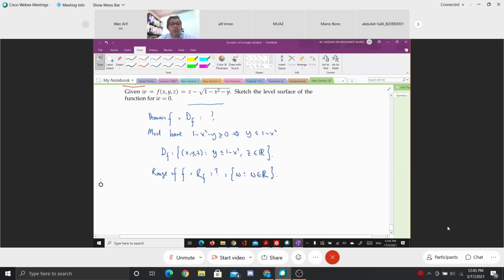Okay, what about the level surface now? I think I'll continue this next week. I will discuss a few examples related to level surfaces for functions of three variables. And after that, I will start talking about the partial derivatives.